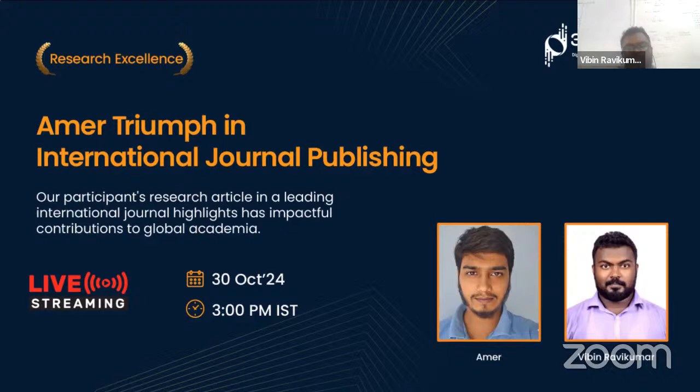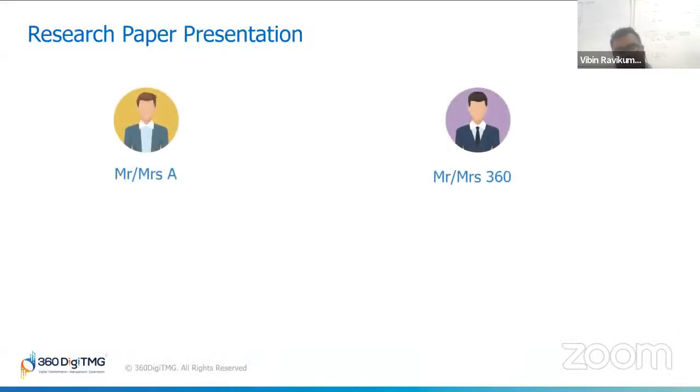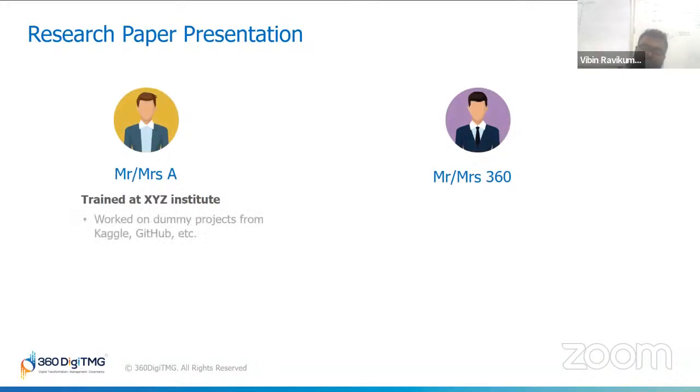But before moving forward and having this discussion with Amer, we will see a small example of how at 360 DigiTMG, we're going to help our students get placed. This over here is an example of a student A and a student 360. Both are being trained, both are completing the assignments. But the difference here is you have student 360 getting trained by real-time practitioners, people who are currently working in projects. What will happen here is they will share their experience of working on projects. Okay. Now, this is not something that we'll have in an XYZ institute.